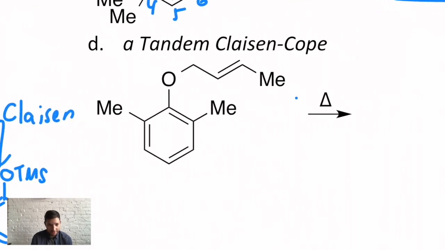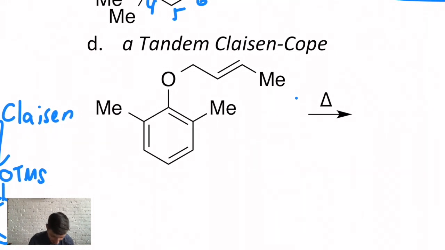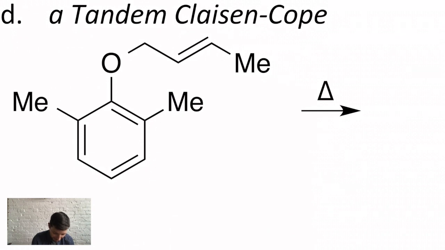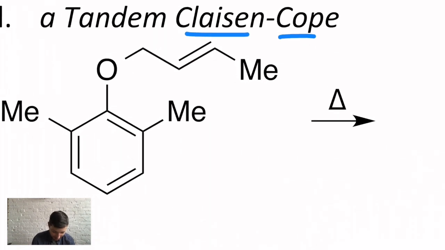And then one more, just to finish up. This one is the really complicated one because this combines both the Claisen and the Cope from the first half of this lesson. So let's see how this works. This one's a fun one.